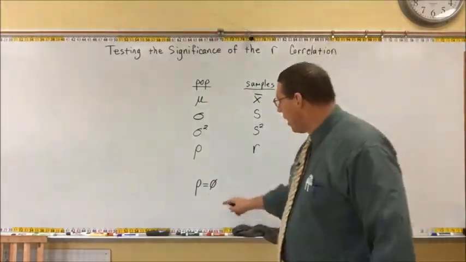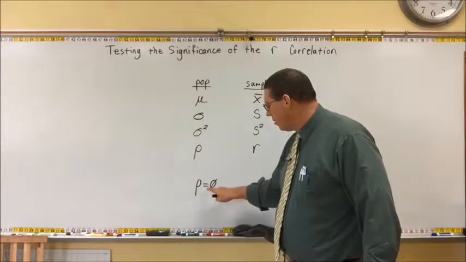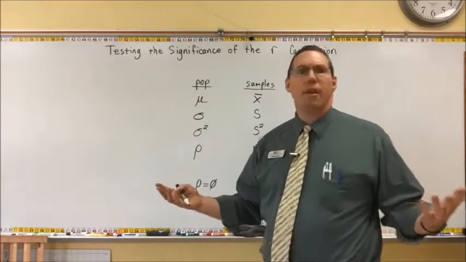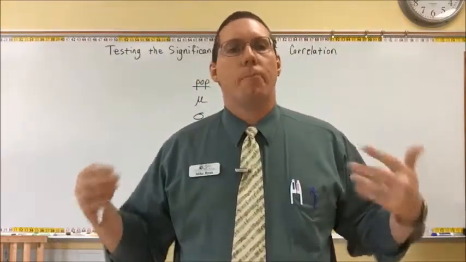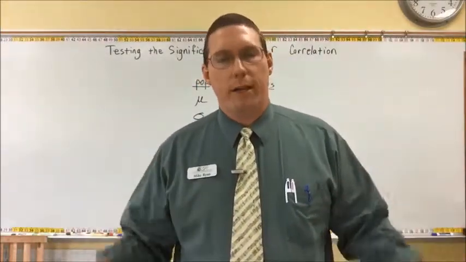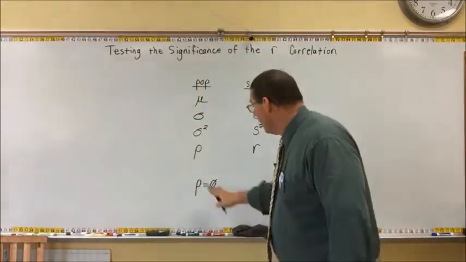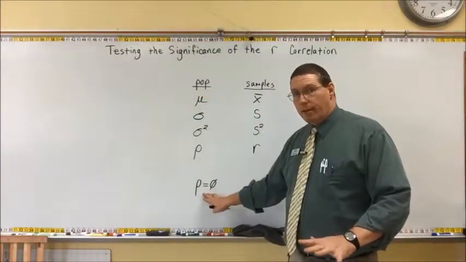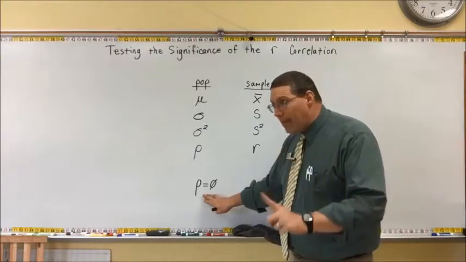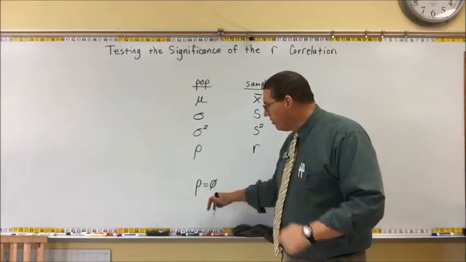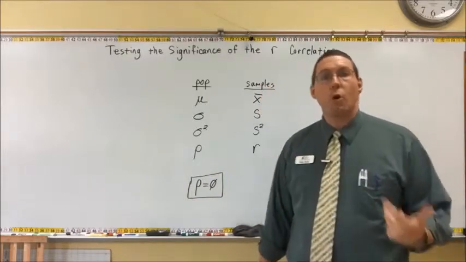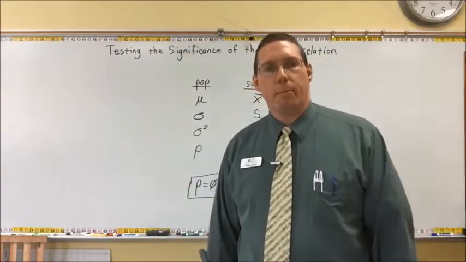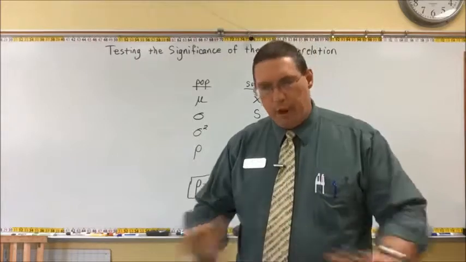Why? Because we're saying the correlation is 0. When two things have a 0 correlation, that means that they're not related to each other at all in any way. Okay, so this is important. I want you to understand this. The main thing I want you to understand about it is any time that we say that rho is equal to 0, we're saying that the two variables are not correlated to each other at all.